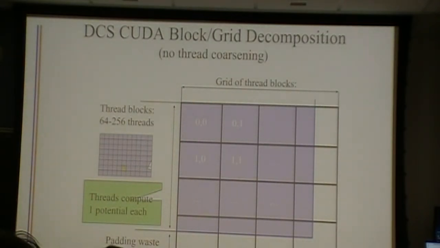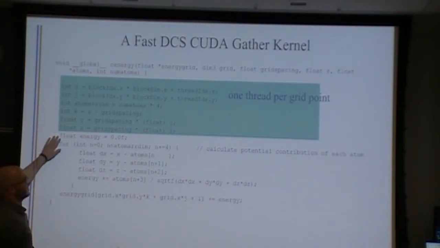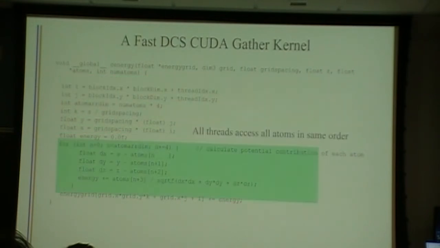So this is just the CUDA version of this scatter-gather. Instead of having those outer loops over the x and y of the grid point, we have one thread per grid point. So we've taken those two outer loops and turned that into the two-dimensional CUDA grid. So that's that top part.